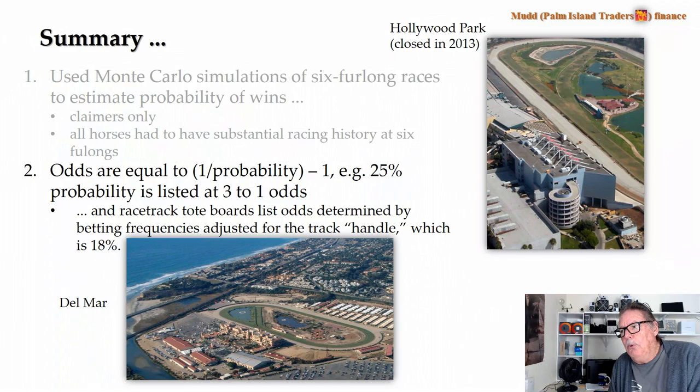And the racetrack tote boards list the odds determined by betting frequencies of people who make the bets, and that is adjusted for what is called the track handle, which is 18% of the amount bet. So the amount the track takes out just to process the bet, 18%, really makes this kind of a crummy gambling game. You know, some of the odds in Las Vegas are as bad as that, but only for the worst type of gambling. Odds for blackjack and things like that are consistently above 90%. The casino only takes out 6 or 7%. Maybe takes out 12% for certain slot machines for unsophisticated gamblers. For video slots, for example, they only take out 6 or 7%. So taking out 18% is quite a lot.